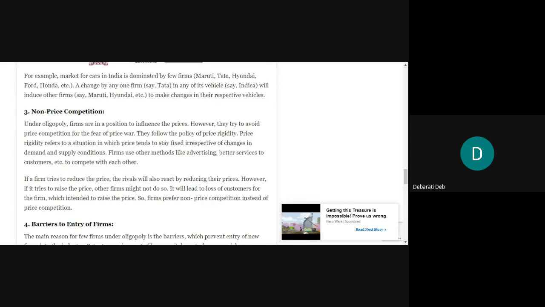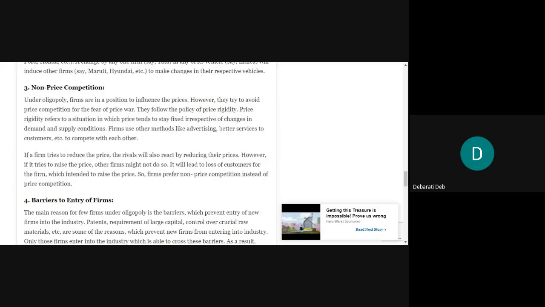Third one is non-price competition. Under oligopoly, firms are in a position to influence the prices. However, they try to avoid price competition for the fear of price war. They follow the price policy of price rigidity. Okay, price will not be much flexible. Firms will not alter their prices every now and then. They will stick to the price rigidity format because they don't want to go with the price war. Feature war is okay, but price war is not okay.